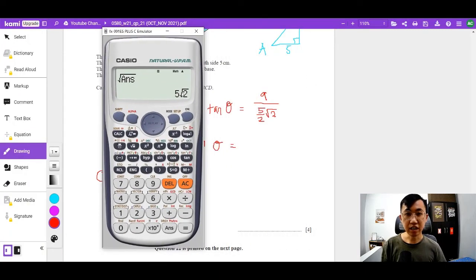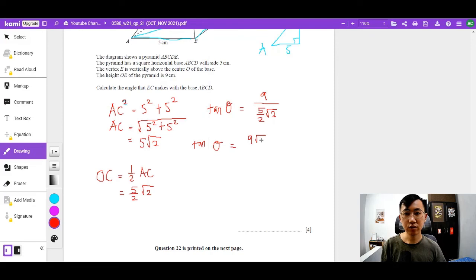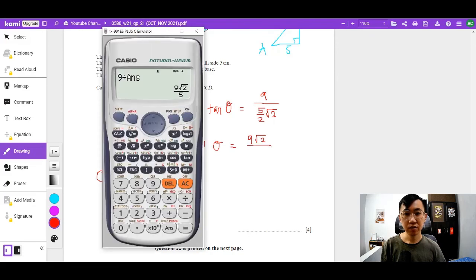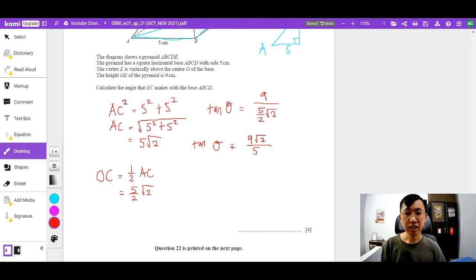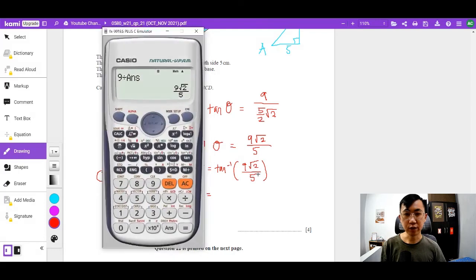Take this answer just now, divided by 2. Focus, you can see this is the function over here. So now you're gonna take 9 divided by this. 9 divided by answer. Okay, so wow, once again they show this. So let's copy 9 square root 2 over 5 this time. Now shift tangent and we will find the answer already. So shift tangent, copy everything again, equals to, here we go.